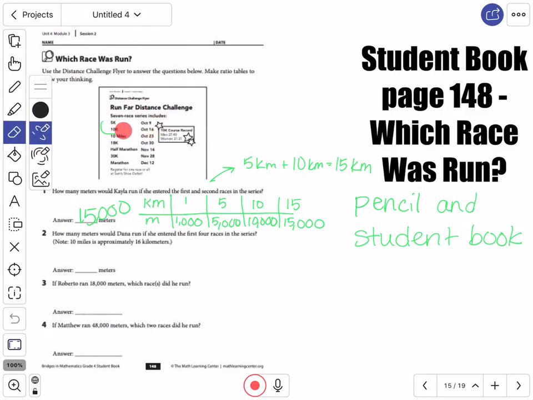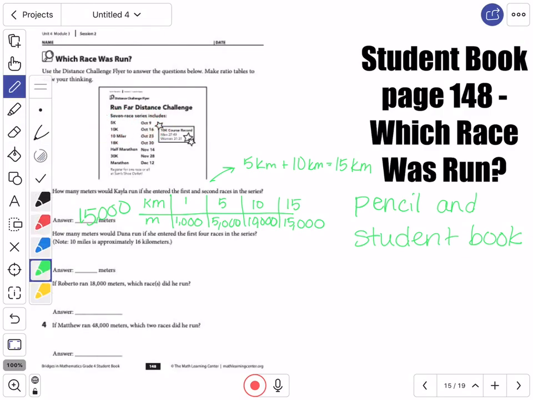I apologize. Number 2, it says, how many meters would Dana run if she entered the first 4 races in the series? So I'm going to erase this circle here now. I'm going to go back to a different color. Okay. So again, how many meters would Dana run if she entered the first 4 races in the series? The first 4 races in the series. So we're kind of looking at 1, 2, 3, 4.